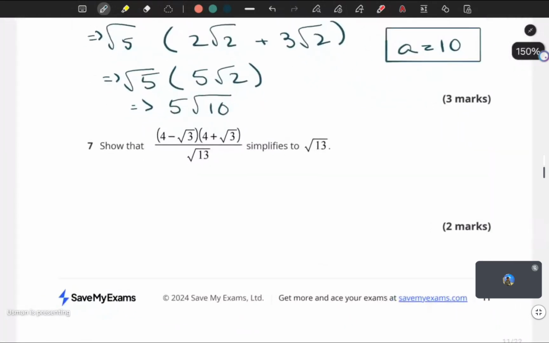Then we have show that this can simplify to root 13. Now, again, do you remember what identity I just used a while ago? A square minus B square. Very good. So this would become, what would be a squared in this case? 4 square. Very good, which is how much? 16. Very good.